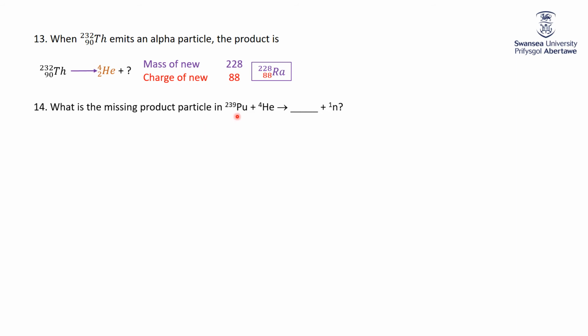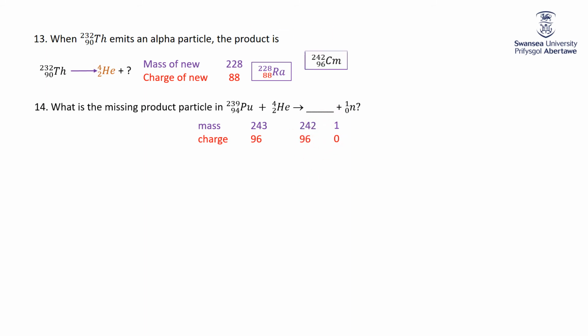Missing product particle, where we take plutonium, bombard it with an alpha particle. So let's put in the appropriate charges here. So 92 plutonium, helium 2, and of course we had a neutron over there with 0. Mass on the left is 243, charge on the left is 96. So the total over here must be 243 for the mass and 96 for the charge. Well, we already have 1 in the mass, so the new one's going to be 242. The charge, however, is unchanged when you lose a neutron. So our new nucleus, 242 curium.